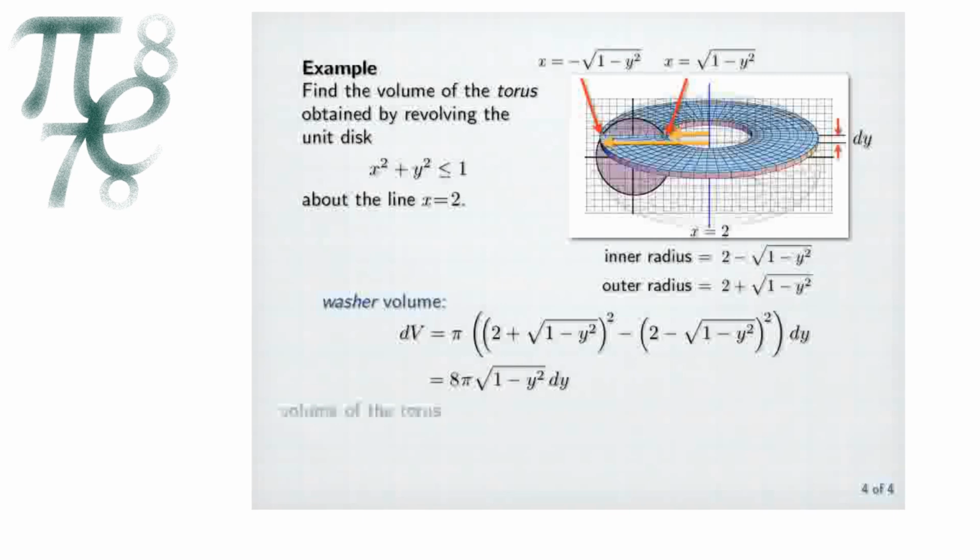Now, the volume of the torus is the integral from minus 1 to 1 of dv, which equals 8 pi times the integral from minus 1 to 1 of the square root of 1 minus y squared dy. This is an integral that we can evaluate geometrically. The graph of x equals the square root of 1 minus y squared is the right half of the unit circle, so the integral from minus 1 to 1 of the square root of 1 minus y squared equals the area of the right half of the unit disk, which is 1/2 pi. So the volume of the torus is 8 pi times pi over 2, or 4 pi squared.